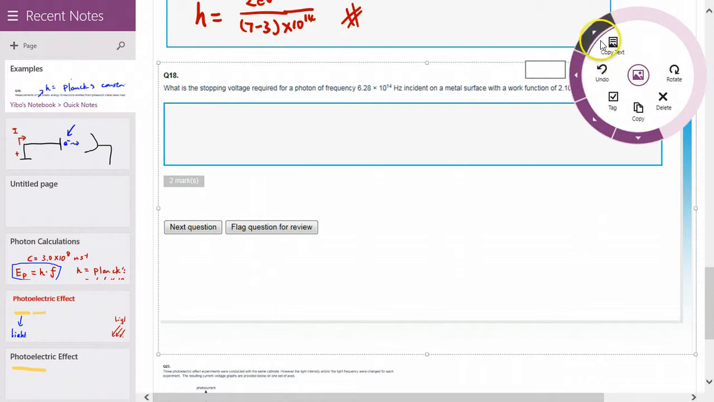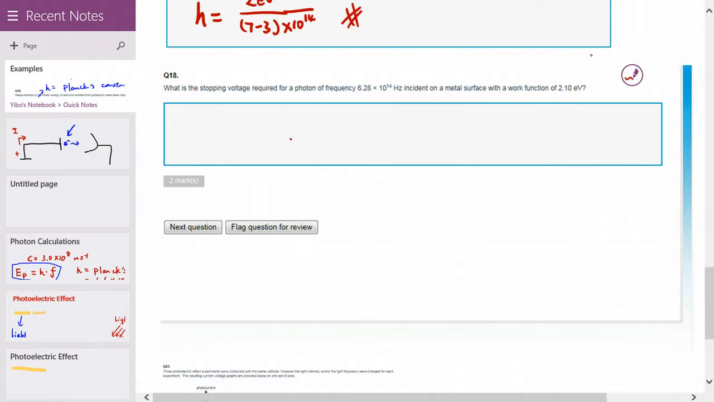Okay. So, yeah, have a look at this question. We have a stopping voltage for a photon. Stopping voltage is related to the maximum kinetic energy. It's not the same, it's related, of a frequency of light. We need to find the stopping voltage when the work function is this. Okay, just use the equation.